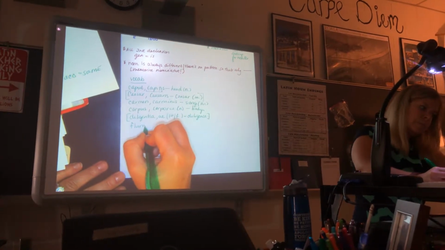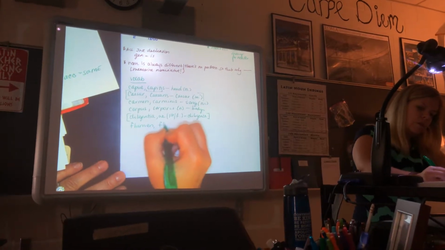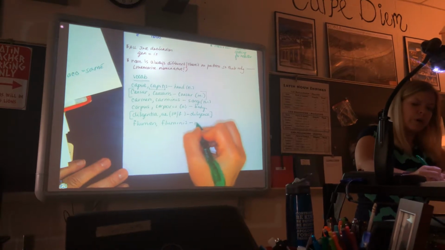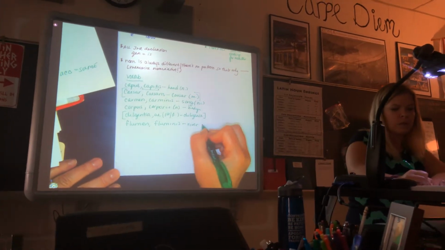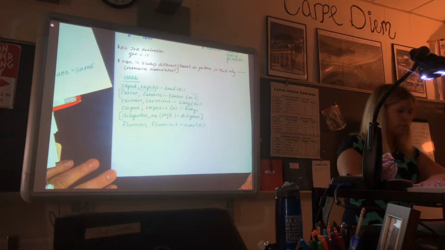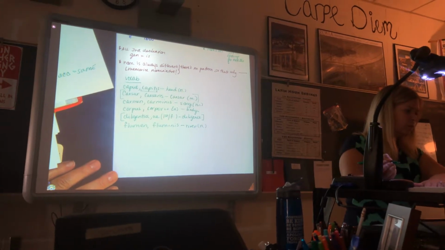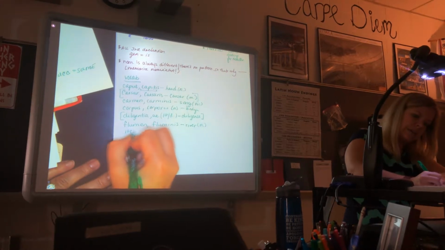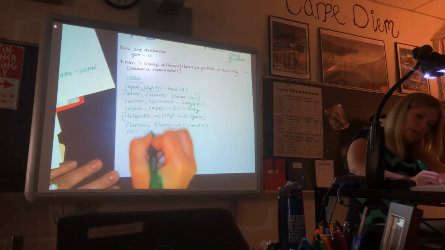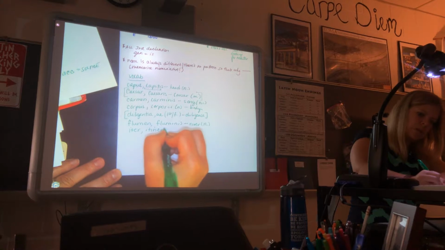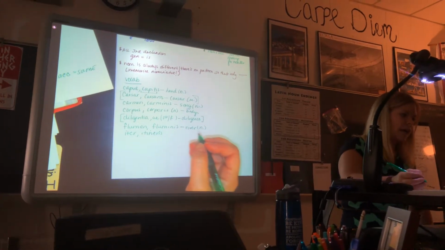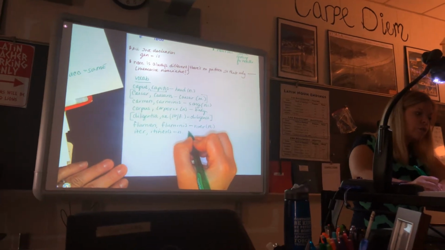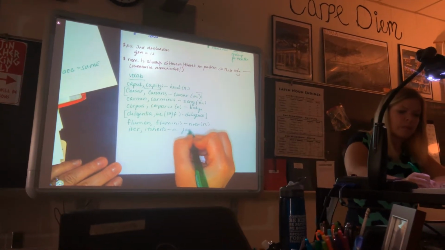Flumen, fluminis. River, also neuter. Iter, itineris. Notice all of these genitives have that IS. That's what makes them third declension. Iter is neuter, for journey.